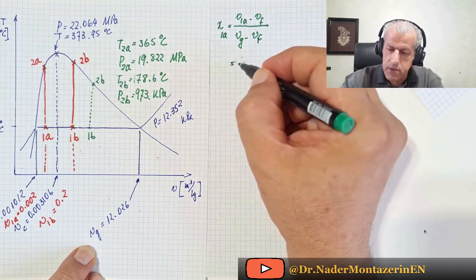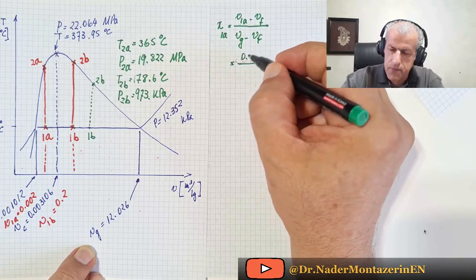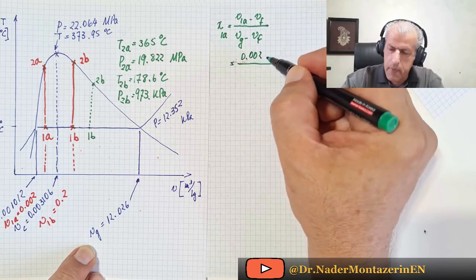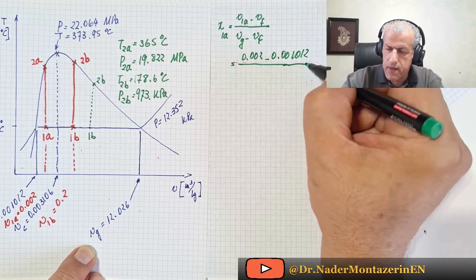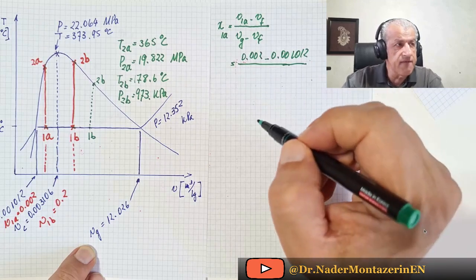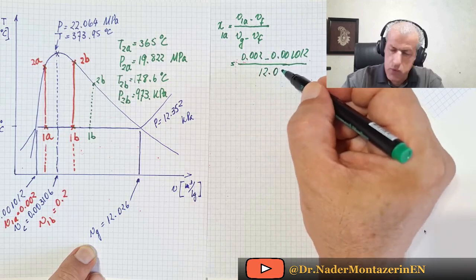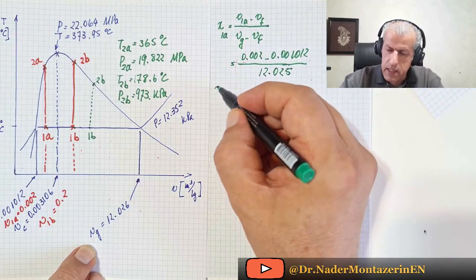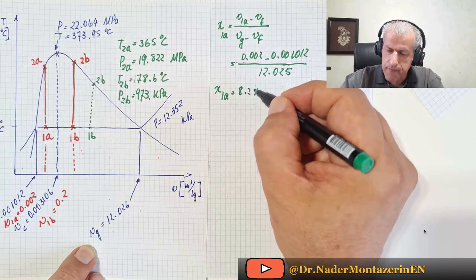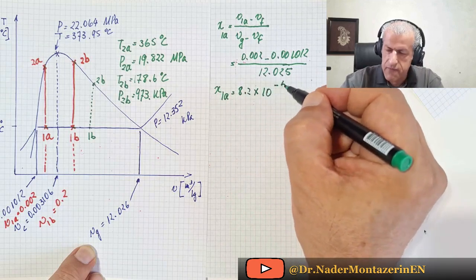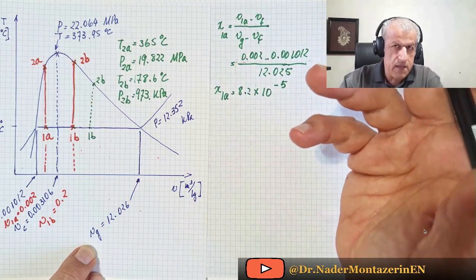I'm putting numbers to it. That would be 0.002 minus 0.001012, divided by Vg minus Vf, which is Vfg, and we know it to be 12.025. And x1a would equal 8.2 times 10 to the minus 5. It's almost saturated liquid. There's not much difference from it.